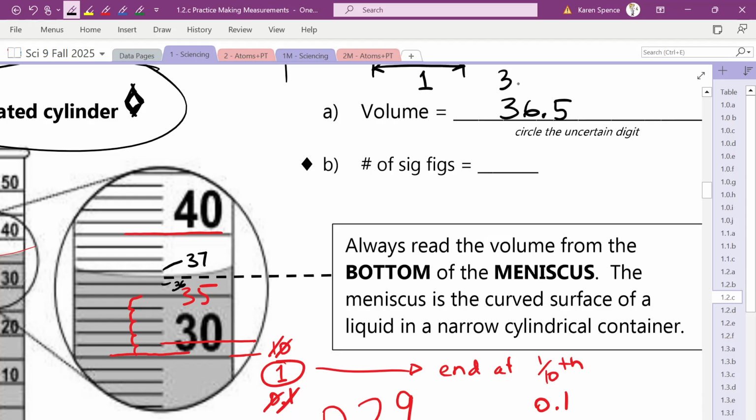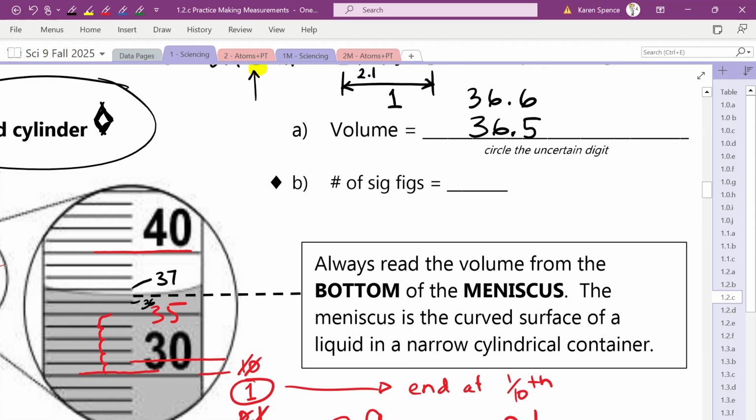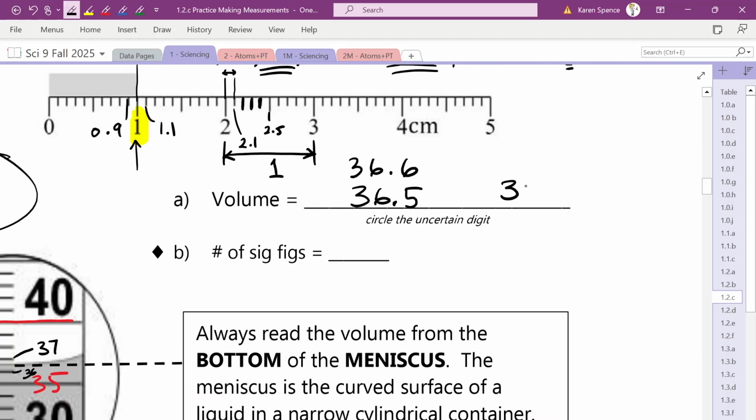What if you wrote 36.6? Would that be okay? Well, 36.7. How about 36.7? Any problem with any of those? Nope, they're all good. Okay, that's because that last digit we're estimating. Your estimate might be different than mine. It might be different than your neighbor's. Okay, so those are all good answers, but they are missing something. They're missing the unit, absolutely.